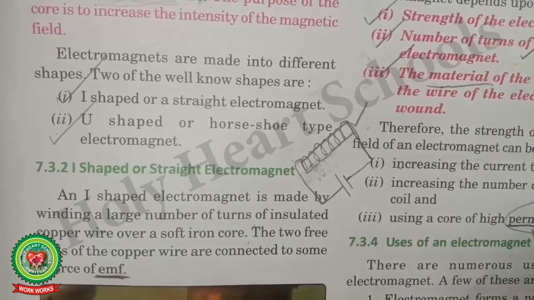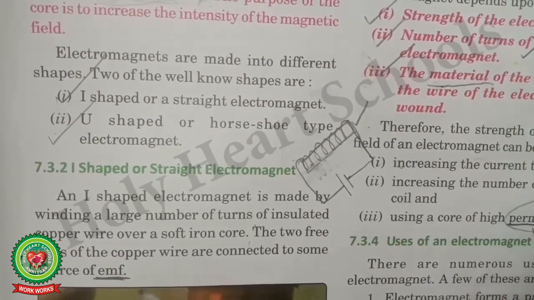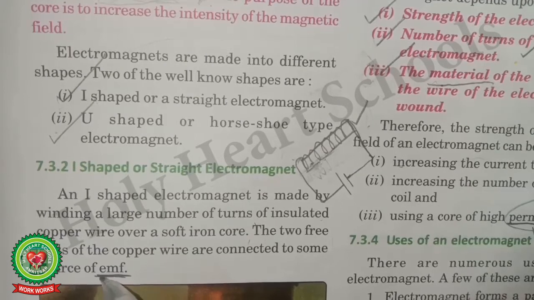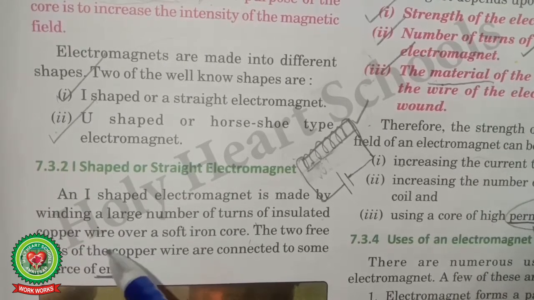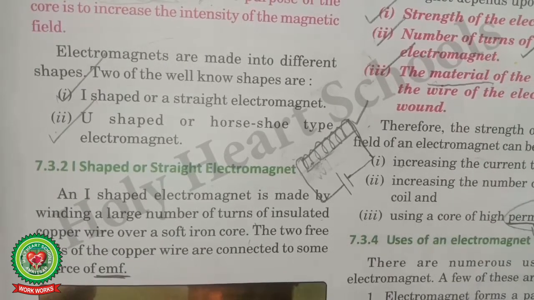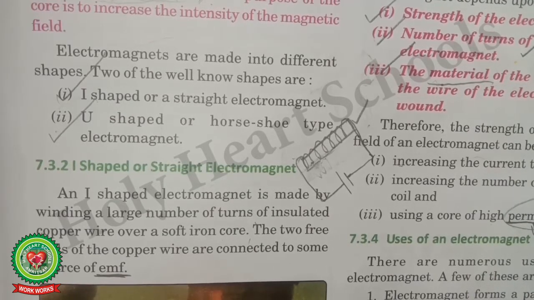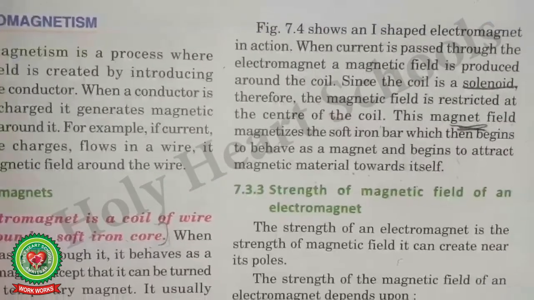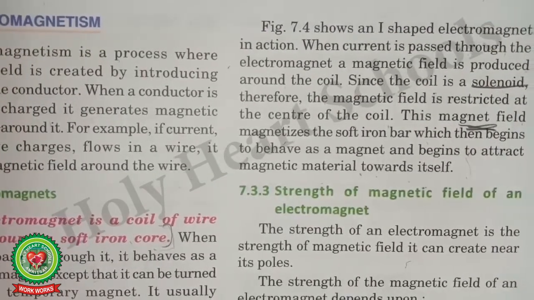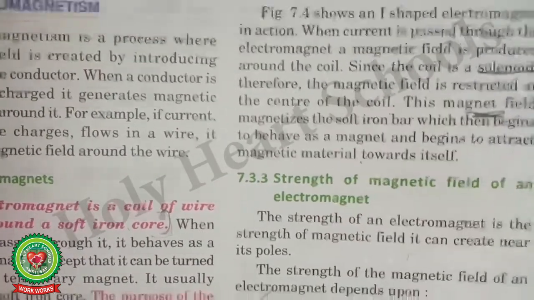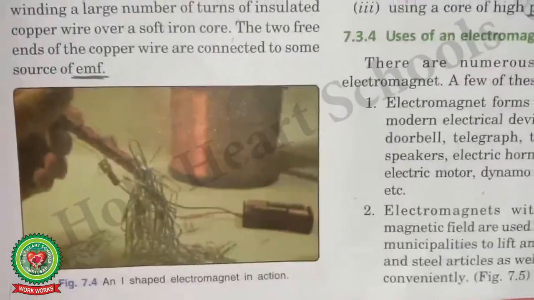Students, they have written source of EMF. What is EMF? EMF means electromotive force. It is a kind of energy that pushes the positive charges from positive to negative terminal of the battery. Figure 7.4 shows an I-shaped electromagnet. It is given here.